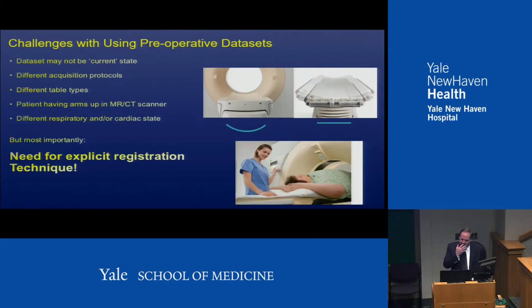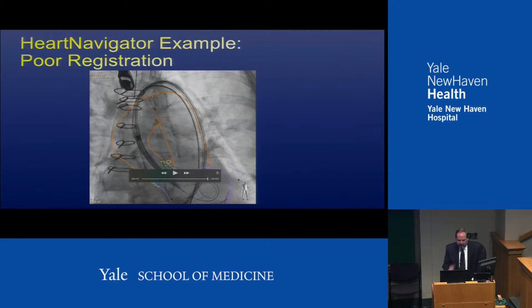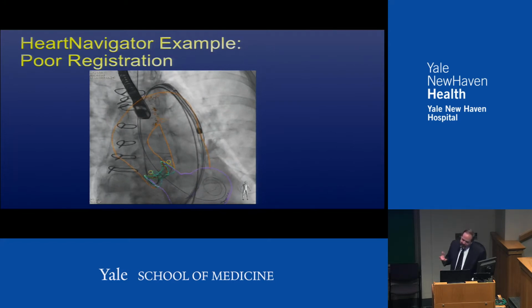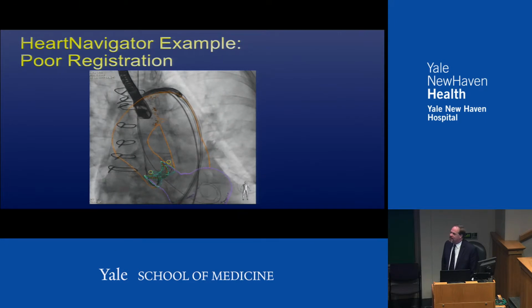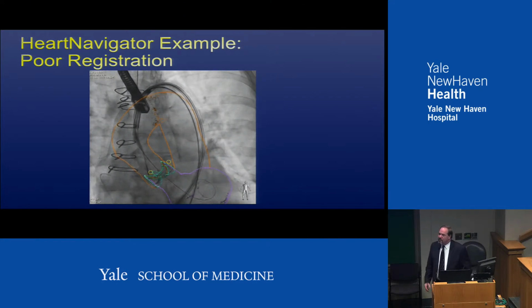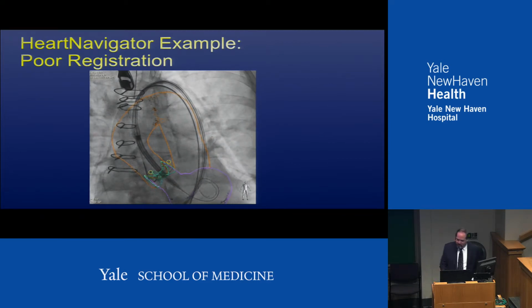What are the problems? Well, the data sets may not be the current state of the patient. There may be different acquisition protocols, different table types, so there's different attenuation, or the patient may be curled up or not flat. Arms may be up or down. So there are a lot of differences that make it hard. You have to be consistent. But we need better registration software to be able to do this. And this is just an example of where if you are using the aorta here, you can see the orange line. We're deploying a device, in this case a TAVR, outside the aorta. That's not good. So this registration problem is a big issue. And so you have to make sure as much as you can that things are the same, good markers, good registration, but sometimes it just doesn't work.